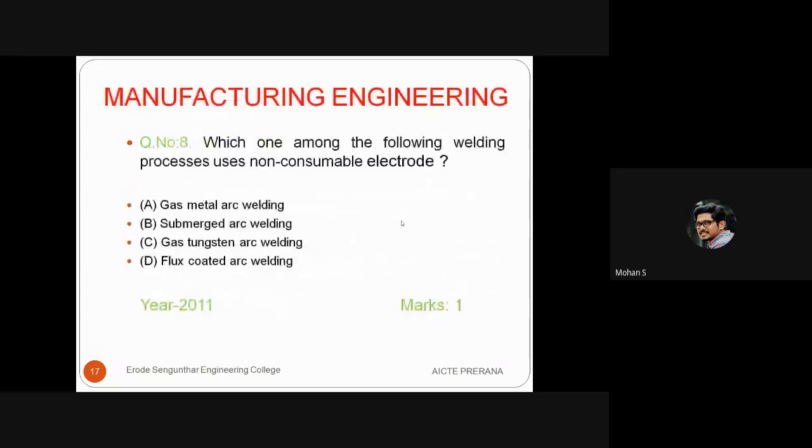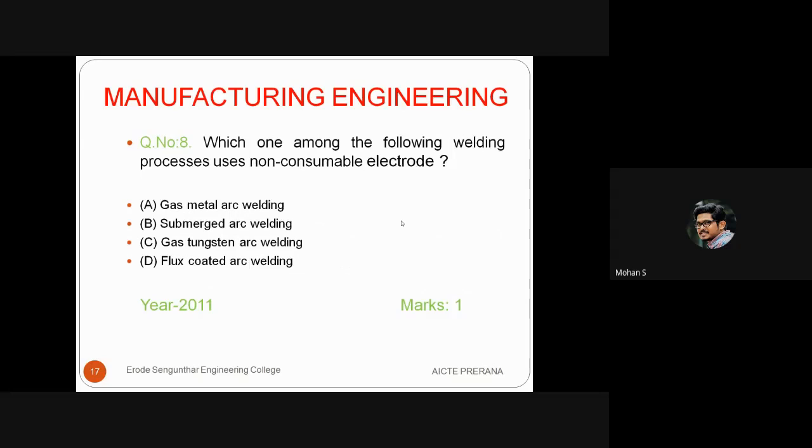Question number 8. Which among the following welding processes uses a non-consumable electrode? That is the question. Okay.